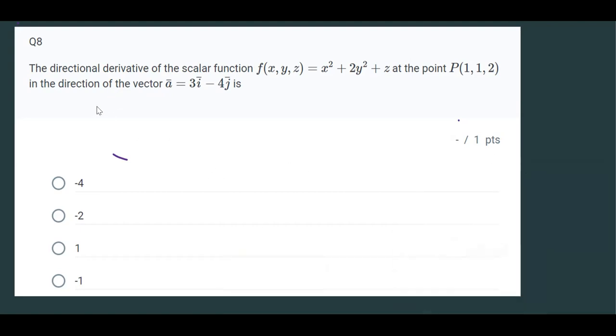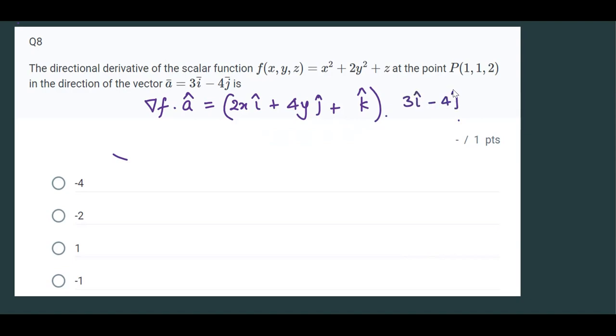Okay. So directional derivative is grad f dot a cap. Now grad f, I will directly write, it is 2x times i plus 4y times j plus 1 times k. Partial derivative with respect to x i, partial derivative with respect to y j, partial derivative with respect to z k. Dot a cap is 3i minus 4j upon 5. So this is 2 into 3, 6x upon 5 minus 16y upon 5 plus 0.